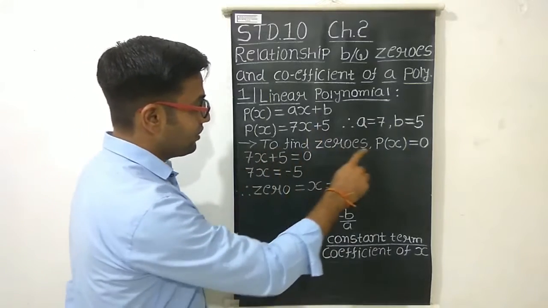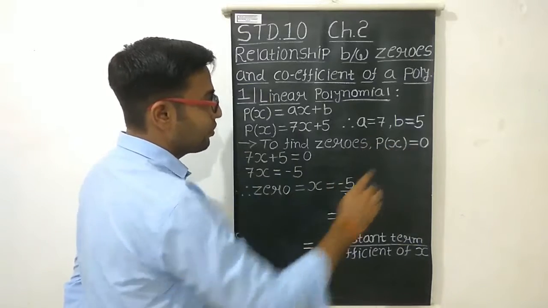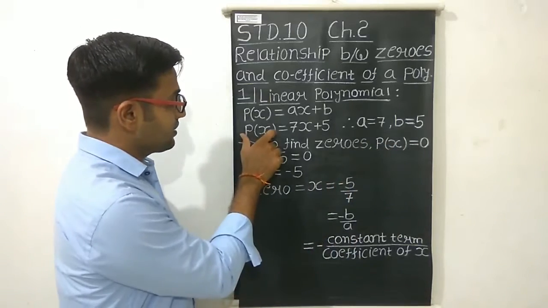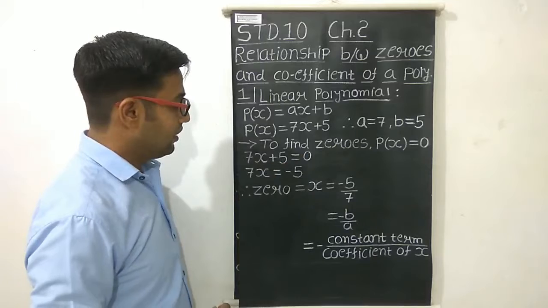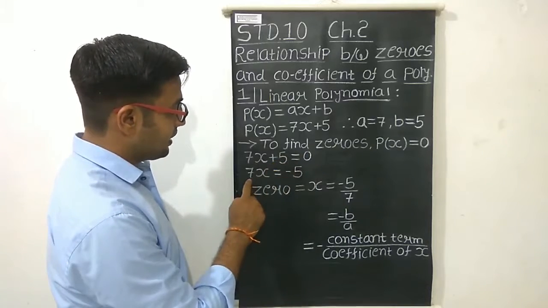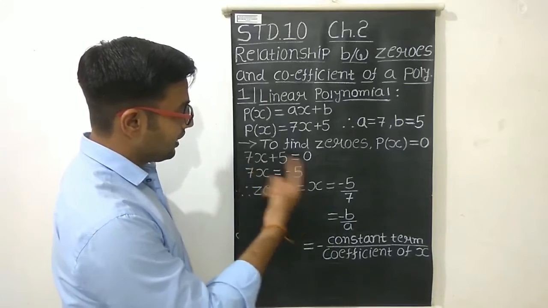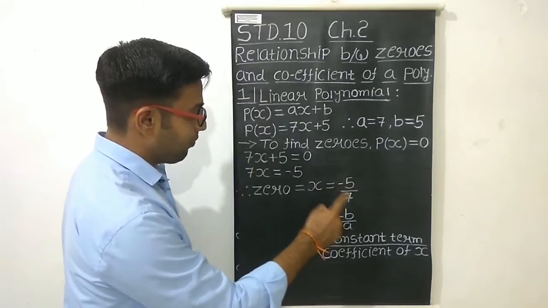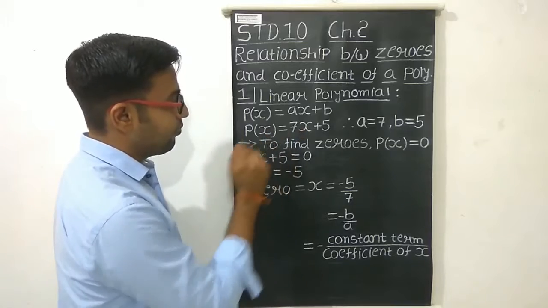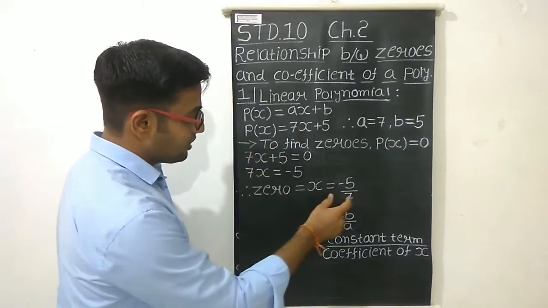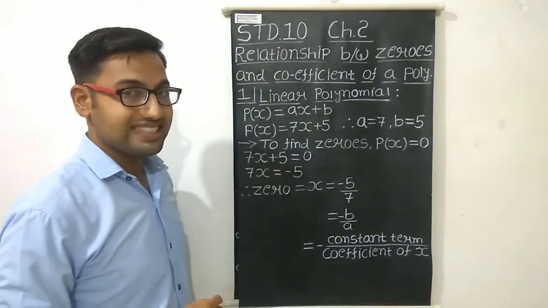Now to find the zeros of the given linear polynomial, we have to take p of x is equals to 0. And what is p of x? P of x is equals to 7x plus 5, and that is equals to 0. By taking this 5 to the right hand side, we will get 7x is equals to minus 5, and now by taking this 7 to the right hand side, we will get x is equals to minus 5 upon 7, and we call that the zero of this linear polynomial. Why? Because by putting this value in this polynomial, the total value of this linear polynomial becomes 0.